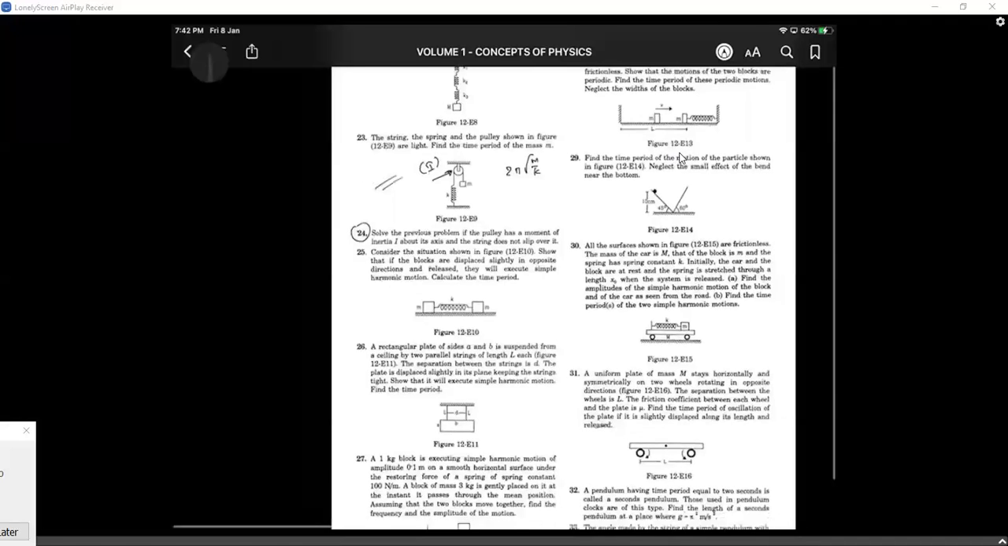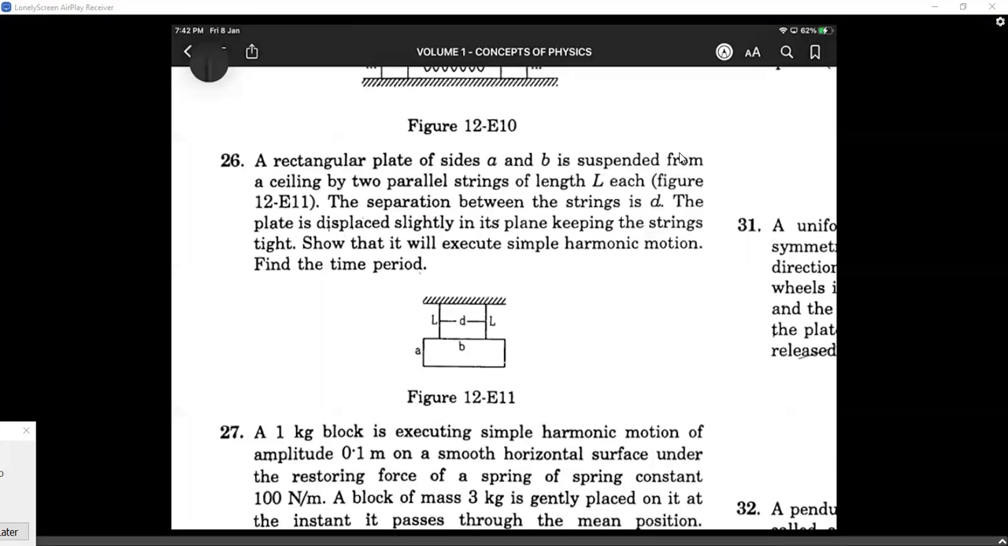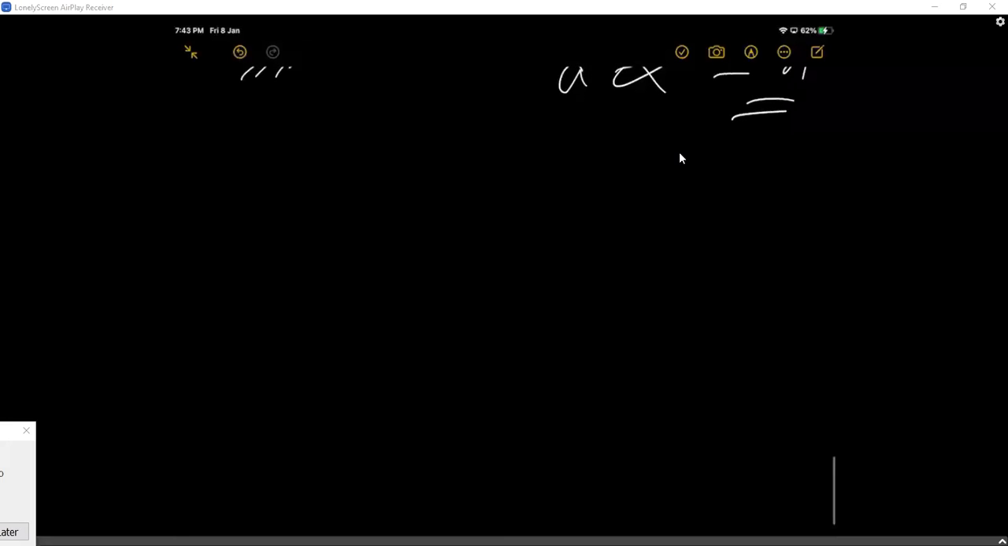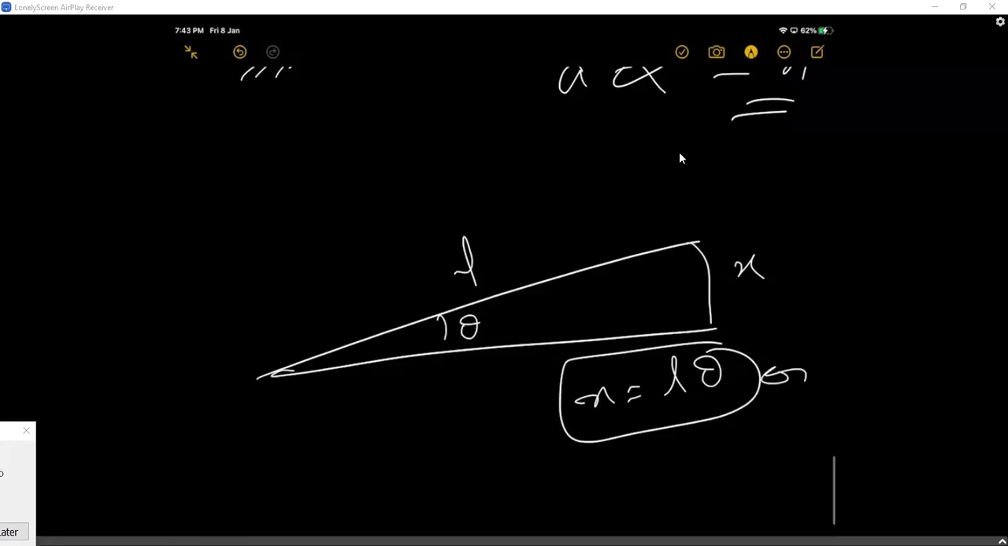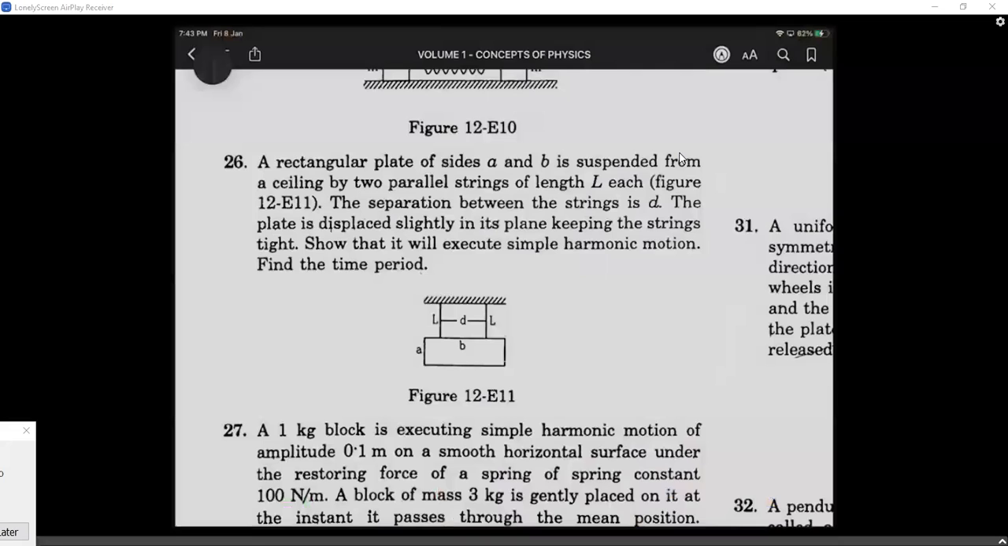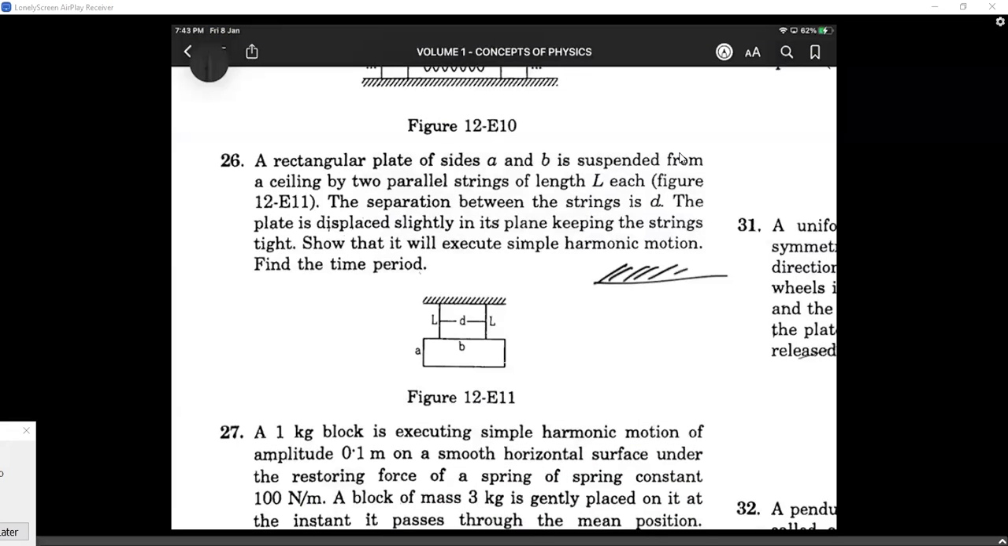I had one small doubt. A is proportional to minus theta we take for angular, right, sir? So in some places they wrote x by L instead of theta. How did we get that? Sometimes this is x, this is L, this is theta. X equals to L theta. This is the most basic thing that you need to learn in physics.